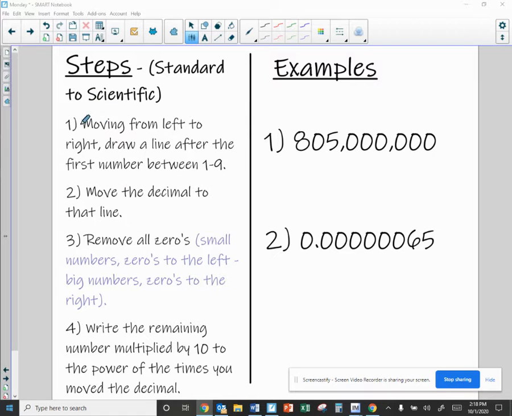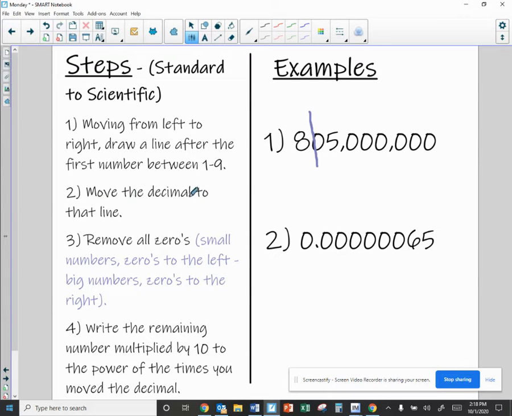The first step is moving from left to right. Draw a line after the first number between 1 and 9. So I'm moving from left to right. I'm going to look at my first number between 1 and 9, and that's 8. So I'm going to go ahead and draw a line there.